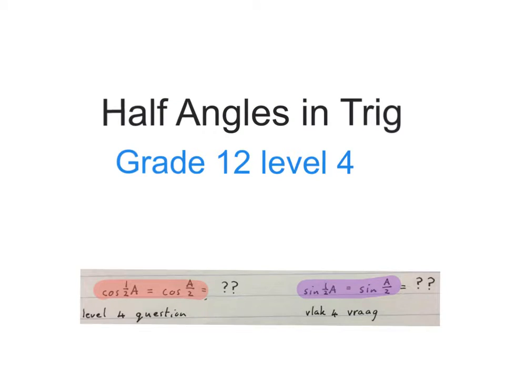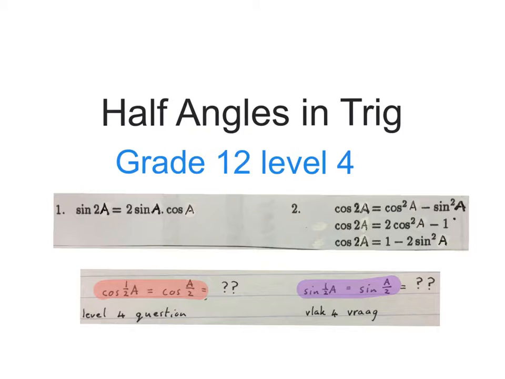Like I said, we're going to work in this video with half angles. It's a grade 12, level 4 type of question, and you will run into situations where they say cos of half A, and some people have trouble understanding this is the same. Cos of half of A is another way of writing it. Then you can also run into sine of half A, written in a different way.